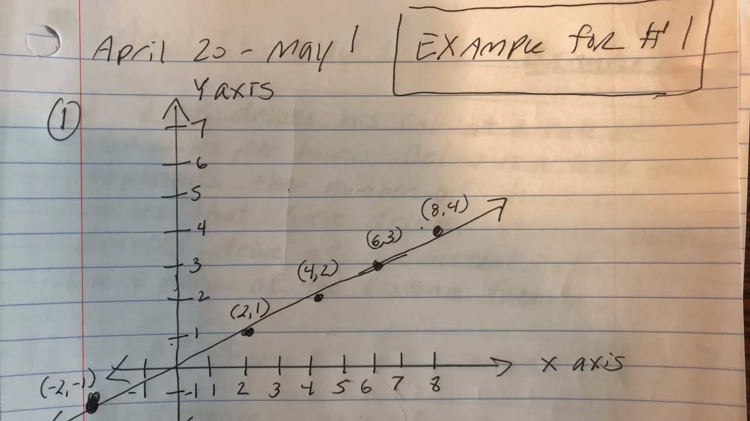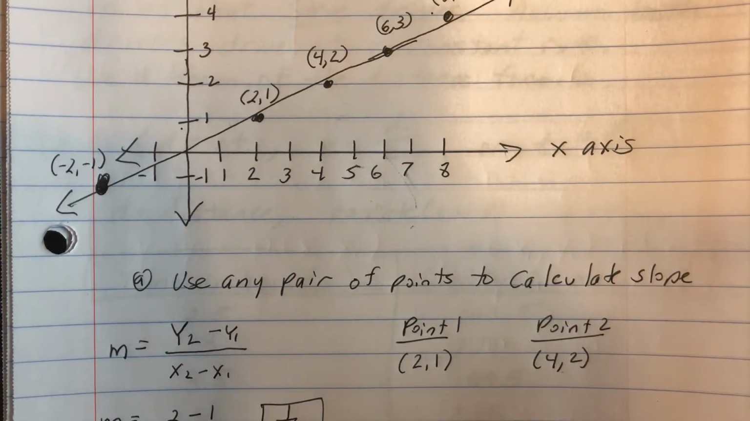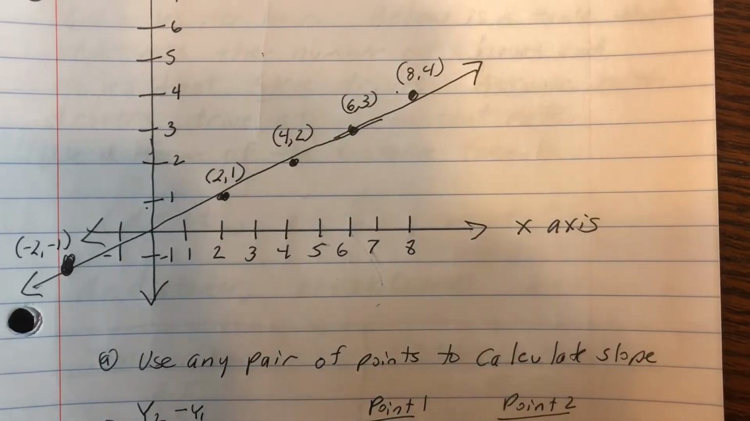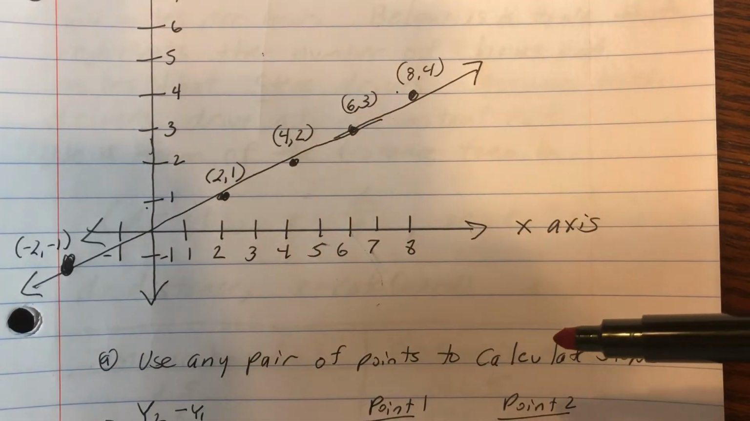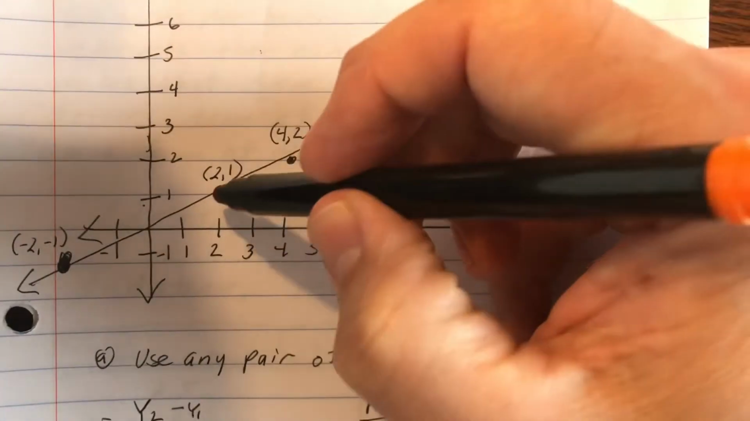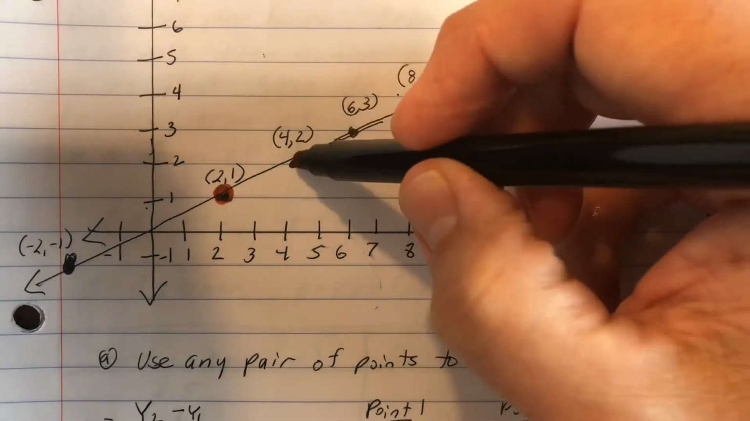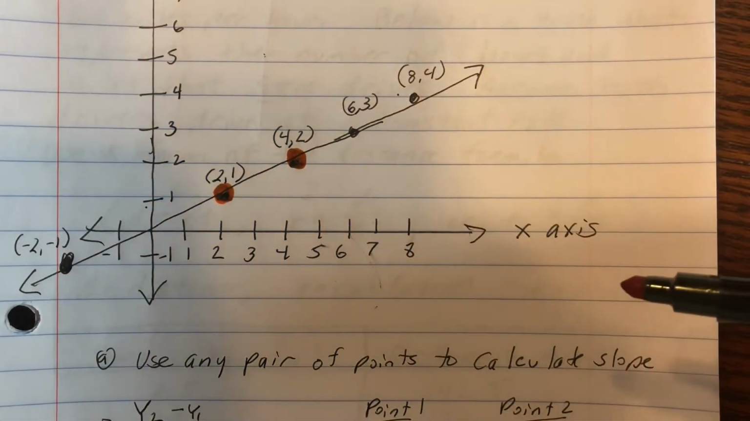So the directions say use any pair of points to calculate slope. So I need to use my slope formula, which is m equals y sub 2 minus y sub 1 all over x sub 2 minus x sub 1. Now my graph here, I have several points I can choose. Question A says use any pair. So I decided to use this point here, (2, 1), and this point here, (4, 2).